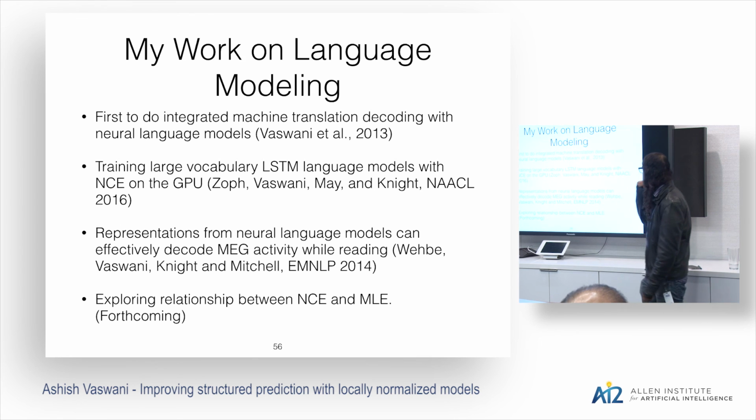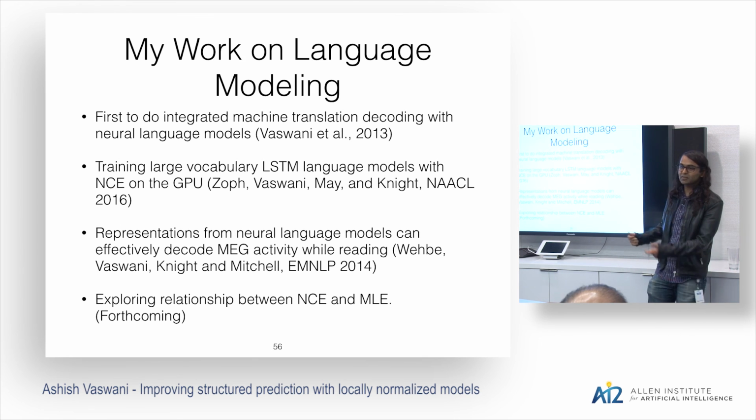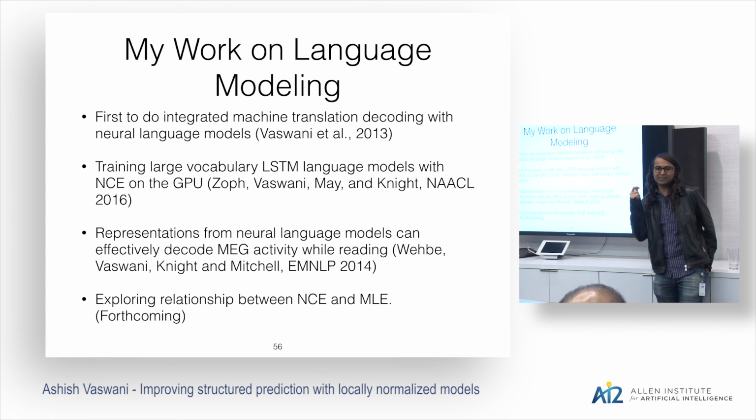More recently, we have a paper on training large vocabulary LSTM language models on the GPU. We get very good perplexities. A fun project that came out of this was with Leila Wehbe and Tom Mitchell at CMU. We found that if you use representations from RNNs and feed-forward models, they're quite decent at predicting MEG signals inside the brain, so kind of guessing what word people are thinking of.